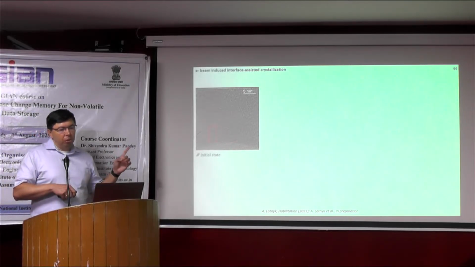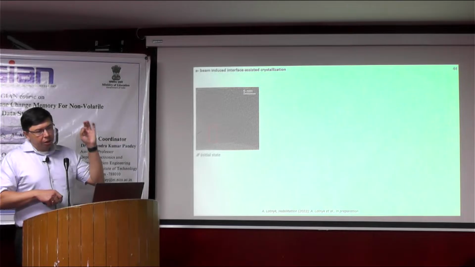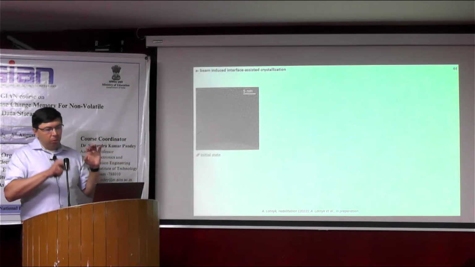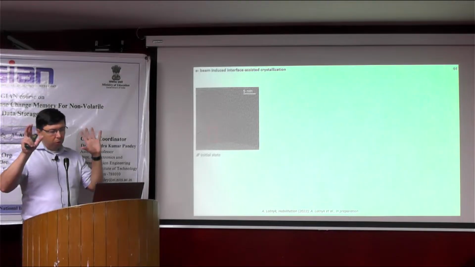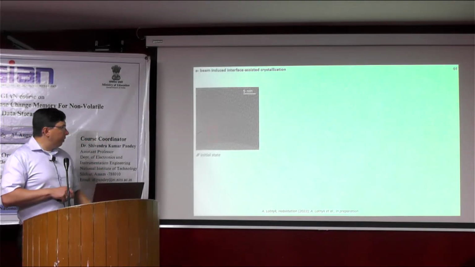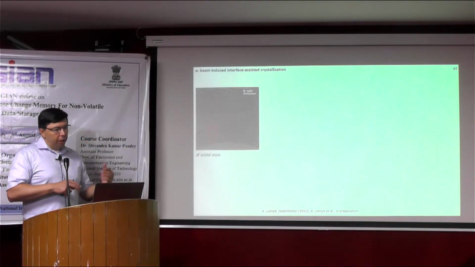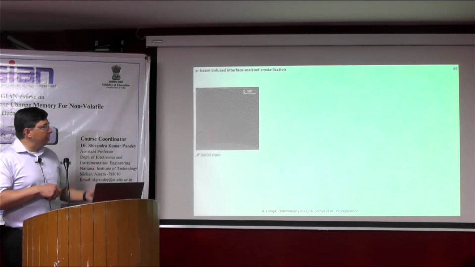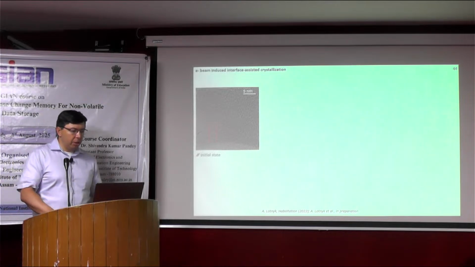In the example above, I showed the crystallization from the amorphous state, and we have random formation of crystallites. But here, if we have a crystalline interface, we can induce the oriented growth, oriented recrystallization of the amorphous state. This is so-called epitaxial recrystallization.